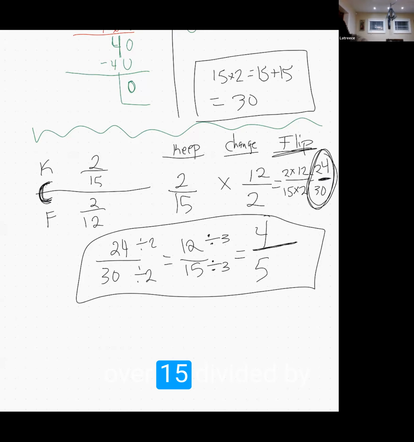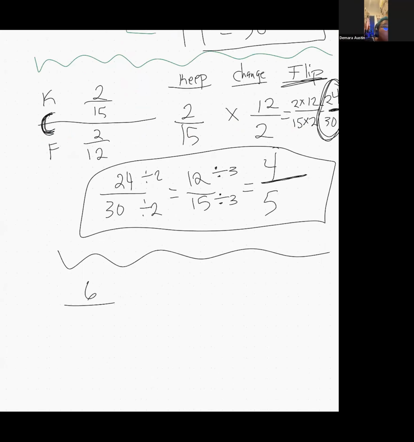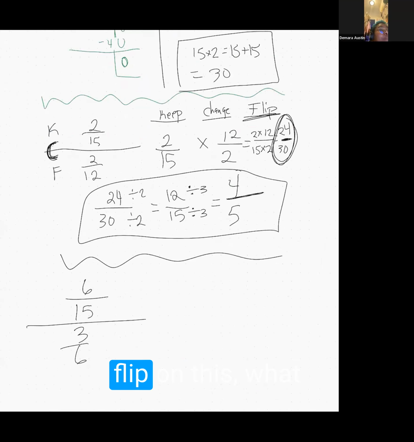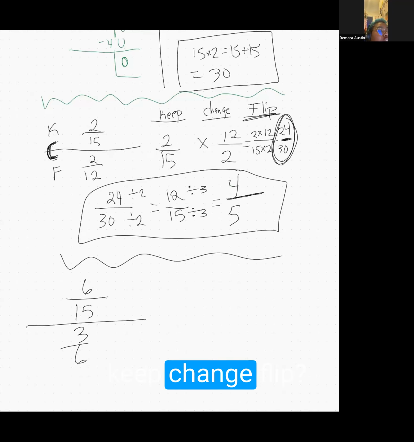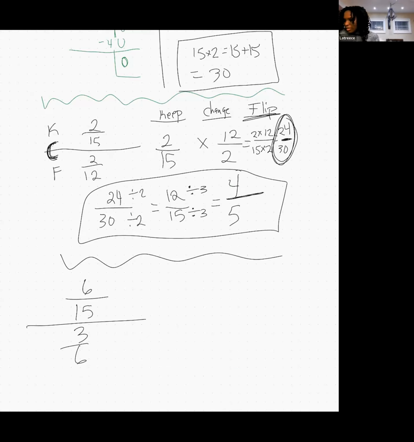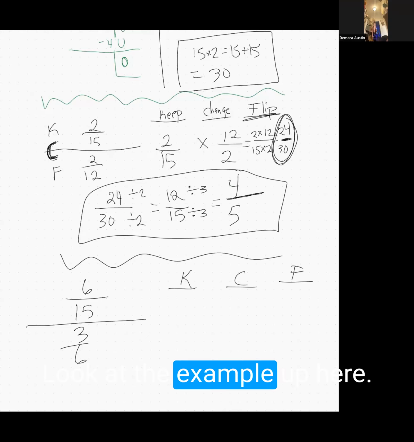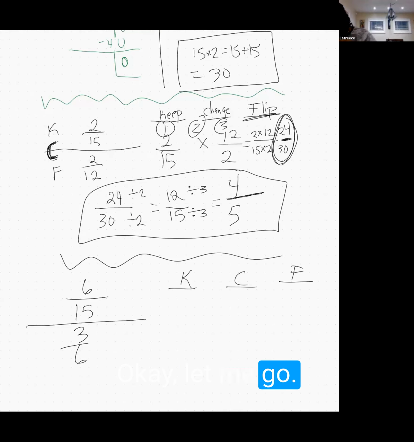6 over 15 divided by 3 over 6. Okay. I'm going to scroll out big enough so that you can see the top problem. If I use keep, change, flip on this, what problem am I doing instead of this division? Look at the example up here.